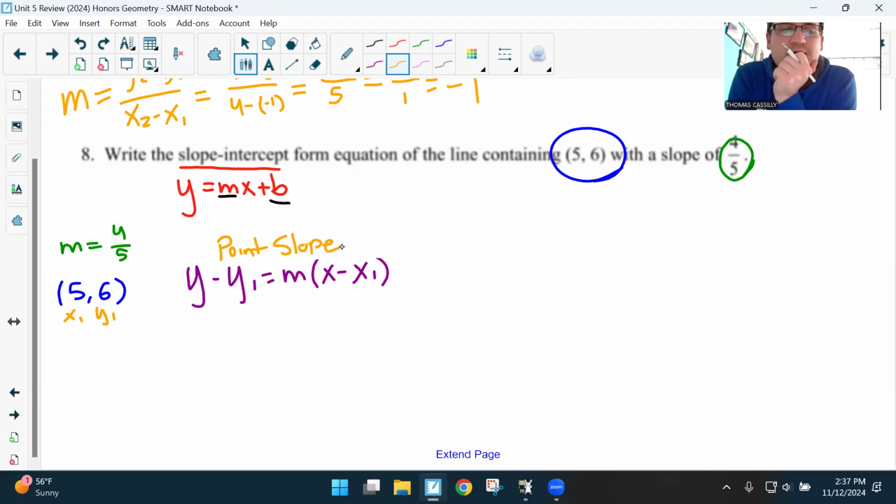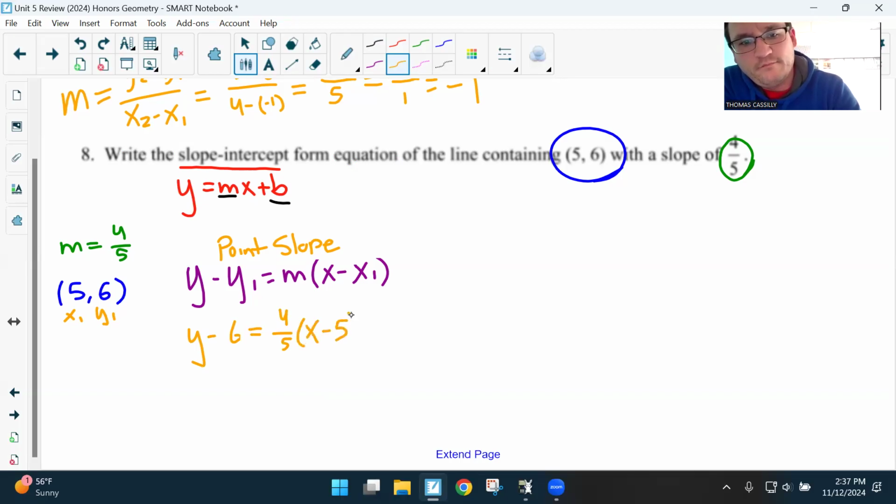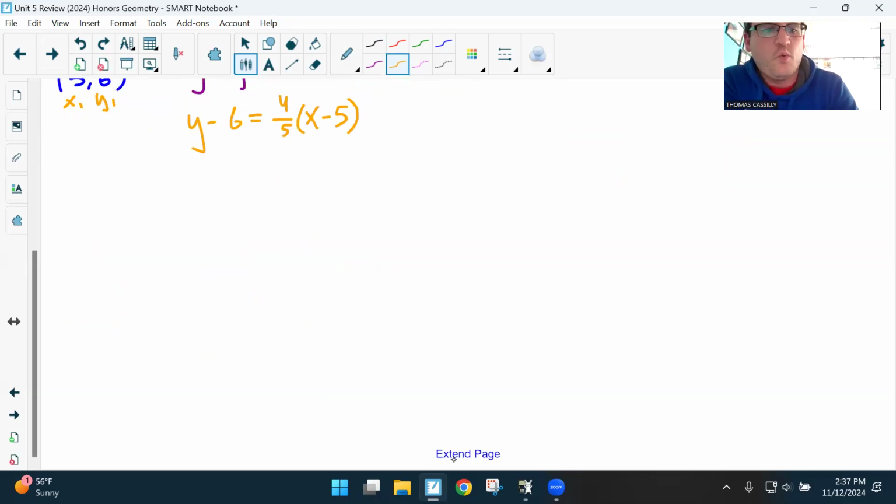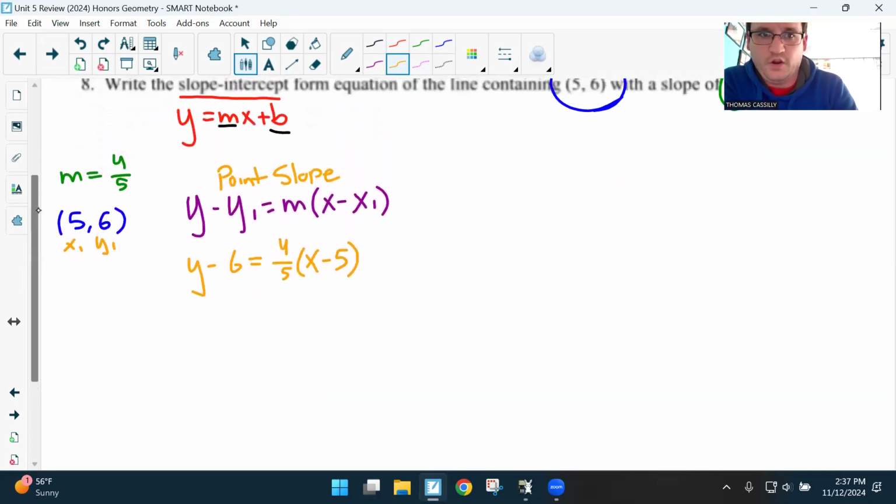All right. And let's plug everything in. So we have y minus 6. That equals our slope, which is 4/5, and then we have x minus 5. Now, to go from point slope to y equals mx plus b, we're trying to get to the red one. That's our end goal here. Just solve for y. Distribute, add the 6 over, call it a day.